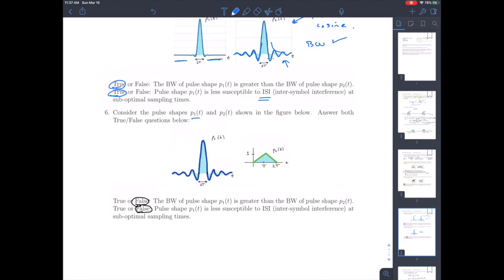We have pulse shapes P1 and P2. This looks like a sinc type function. This one extends over 2 intervals, but this one extends over even more intervals. We talked about this in class: when you go to raised cosine pulses and sincs, this is very bandwidth efficient compared to this. Although this one extends over 2 symbol intervals, this extends over many symbol intervals. And so the bandwidth of pulse shape P1 is not as great as that of P2. So that answer would be false.